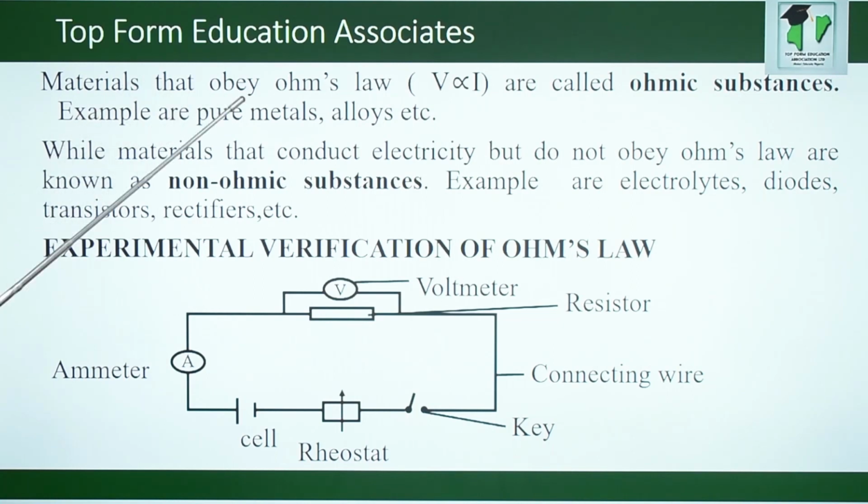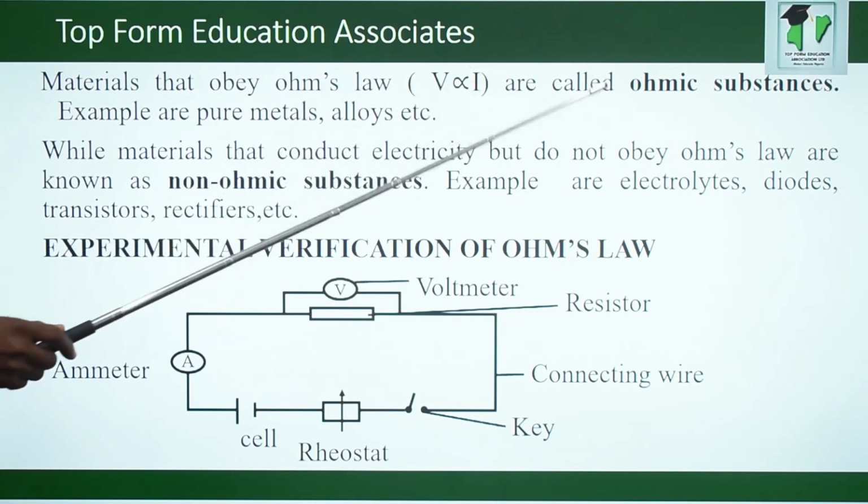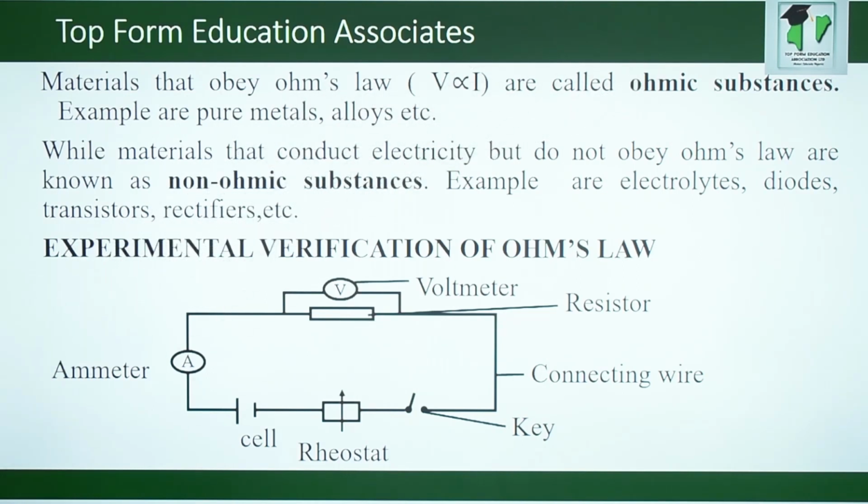Now, materials that obey Ohm's law, that is, V is proportional to I, meaning the more the current flowing in the circuit, the more the potential difference between the ends of the wire, are called ohmic substances or ohmic materials. Examples are pure metals and alloys. While materials that conduct electricity but do not obey Ohm's law are known as non-ohmic substances.